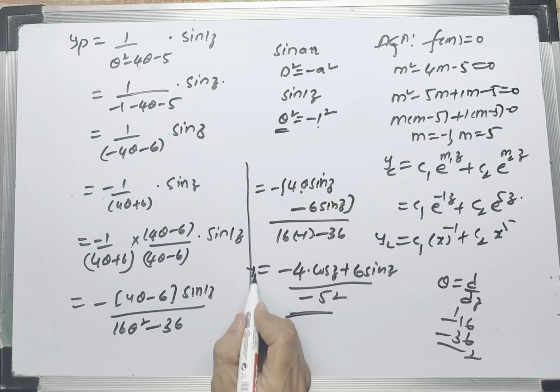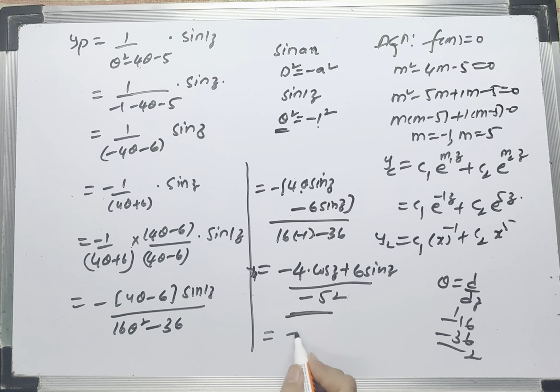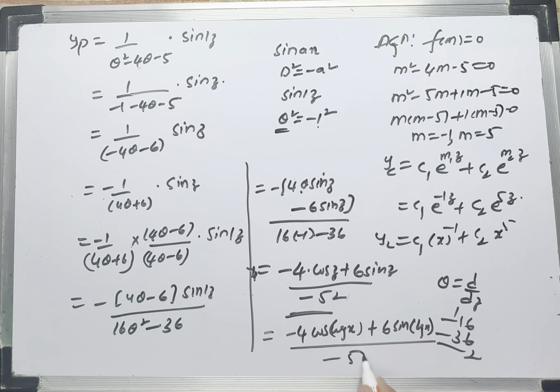This is yp. But still z value is there in this one. So we can remove z by taking log x in place of this. Plus 6 into sin of log x divided by minus 52. Take minus common and cancel if you want. This is yp. Therefore y is equal to yc plus yp is our answer.